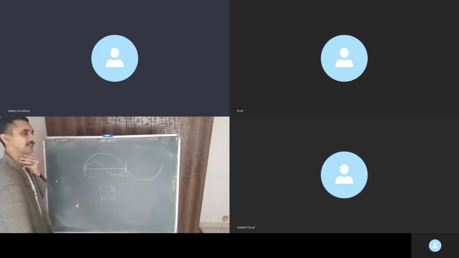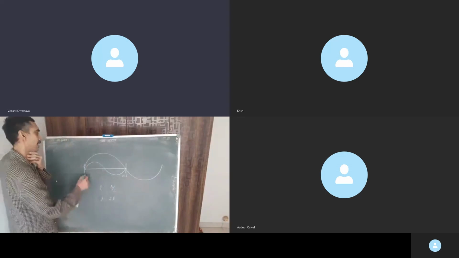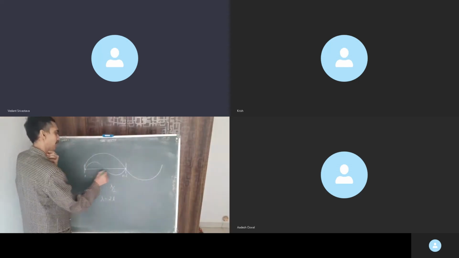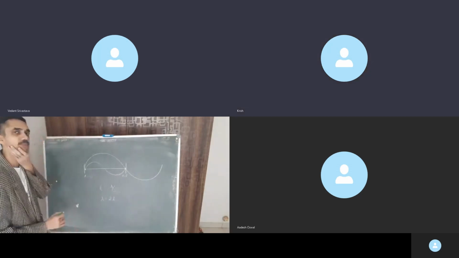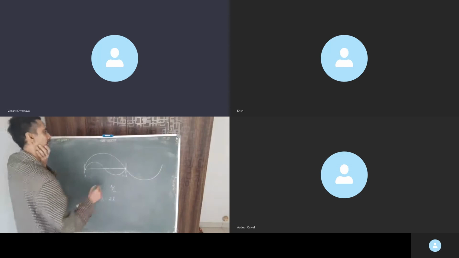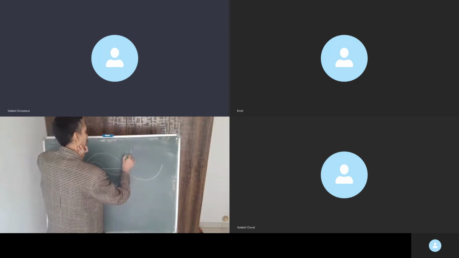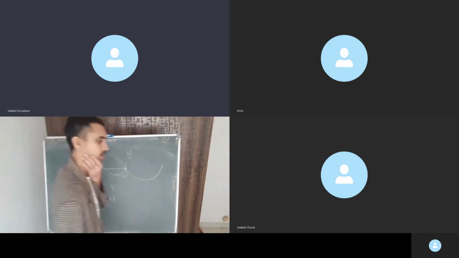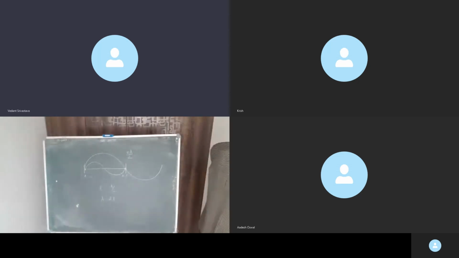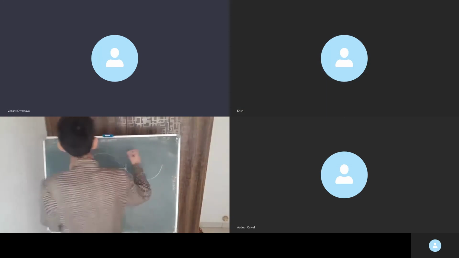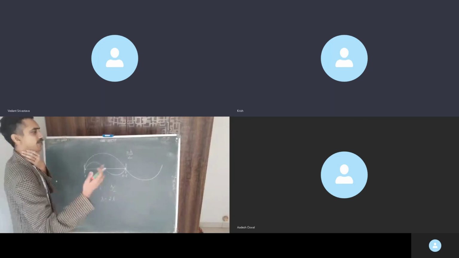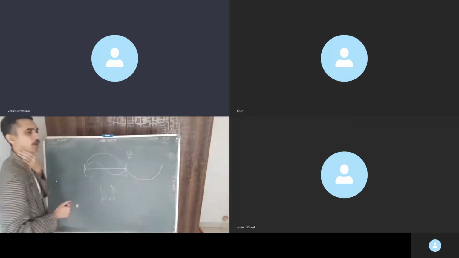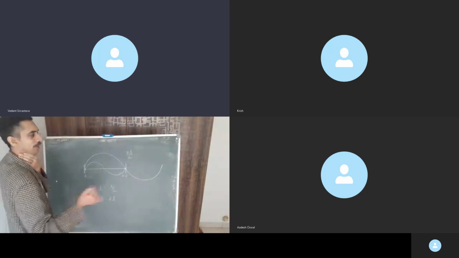Let us try to generalize it. You can see for yourself, maximum lambda also means the distance between two consecutive nodes, correct? And what can we generalize it by? n lambda by 2. Check it out. Two consecutive nodes: what is the distance between the two? Lambda by 2. So I'm generalizing it.